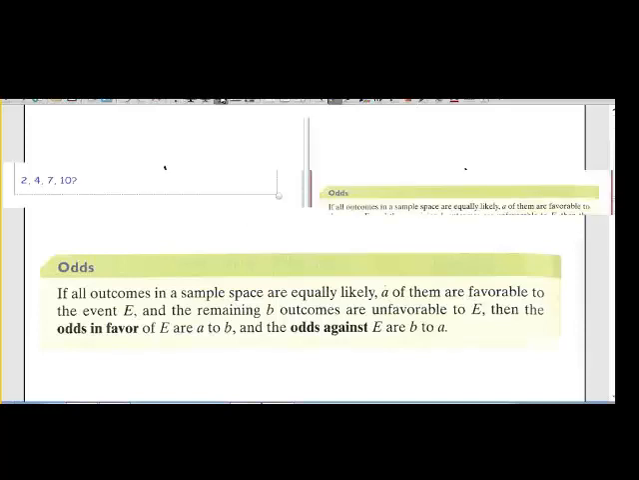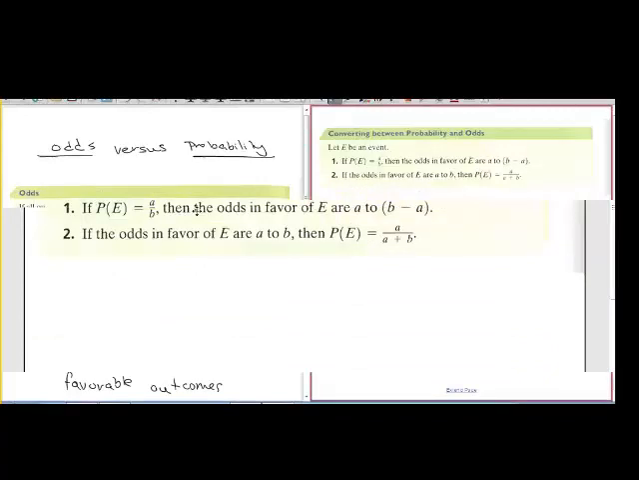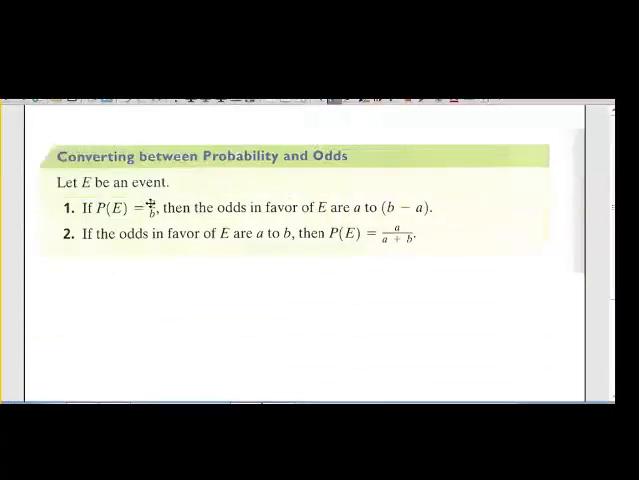There's also converting between probability and odds. Again, this is in your book. If the probability is defined as the number of, you have to be careful here because the A's and B's in the different definitions are different. In the previous one, A in the odds definition was the number of favorable outcomes and B was the number of unfavorable outcomes. But here, A is the number of favorable outcomes and B is the total number of outcomes.